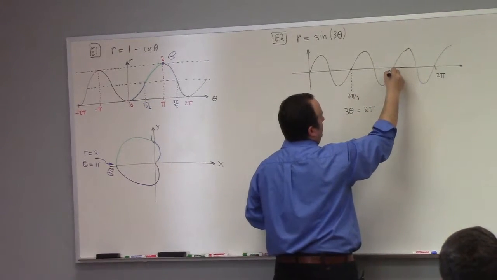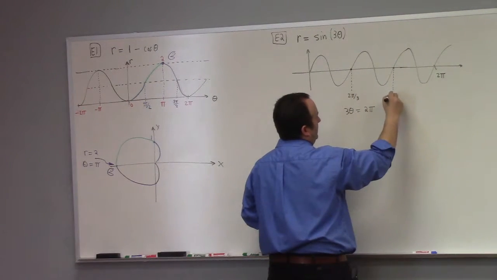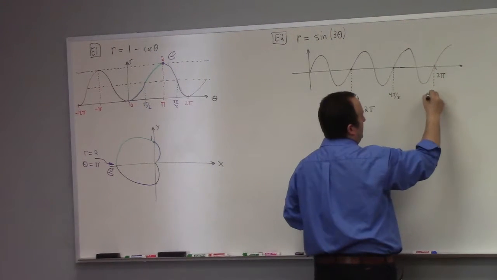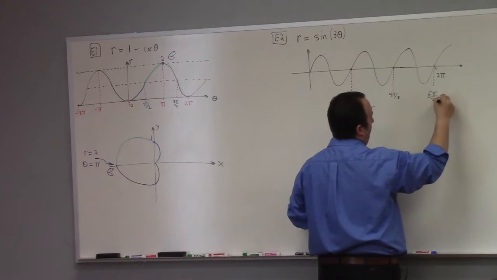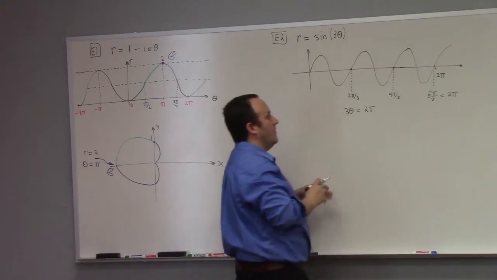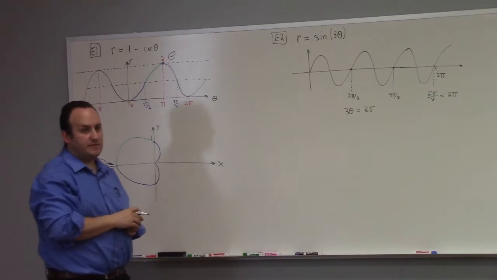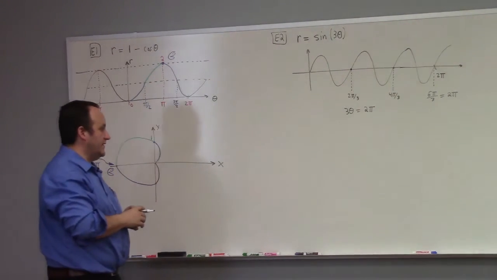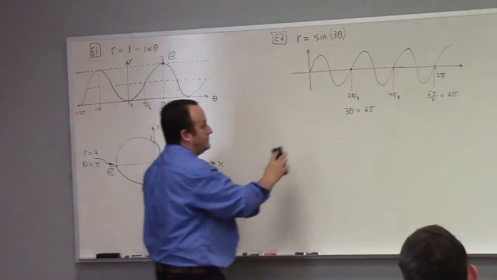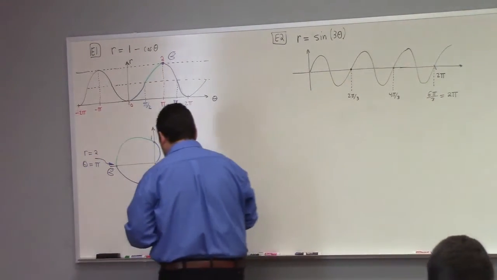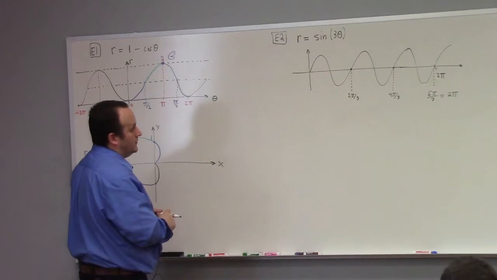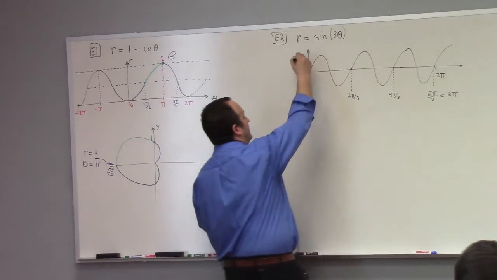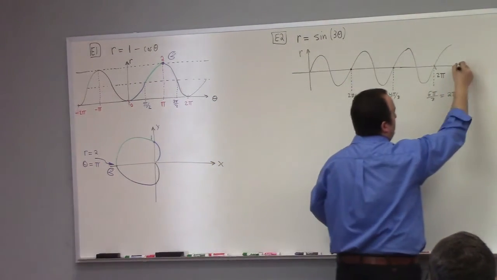This one over here would be 4 pi over 3. And finally, 2 pi would be 6 pi over 3, right? Now, I'm not sure I need that much of the graph of sine of 3 theta, but that should work. All right, so now I have my r theta graph, and I can use that to construct the Cartesian graph, right?